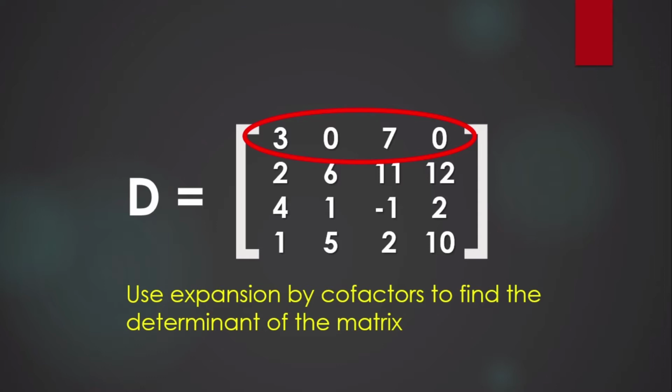In this problem, we're gonna find the determinants of the 4 by 4 matrix. The first thing we want to do is to find or identify the row or column with the greatest number of 0. And that is the first row. Now, the 4 numbers here in the first row are going to be used as the coefficients when we form a 3 by 3 matrix.